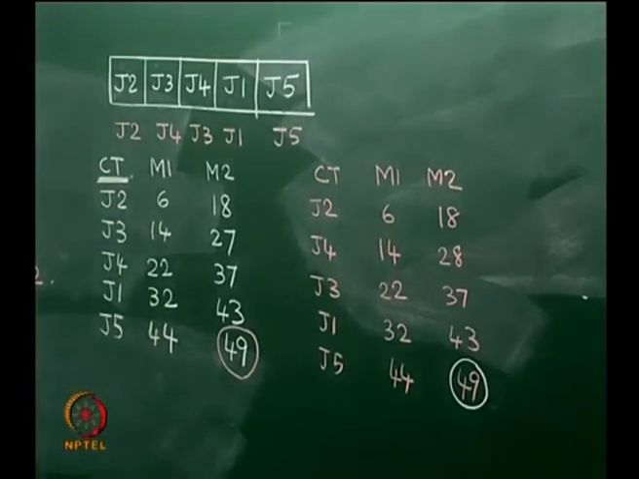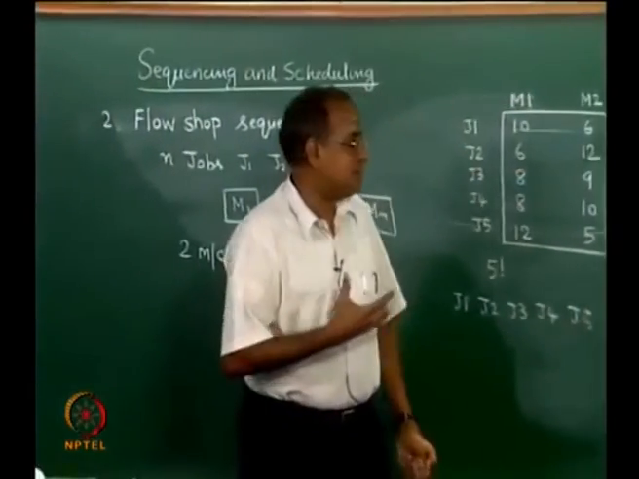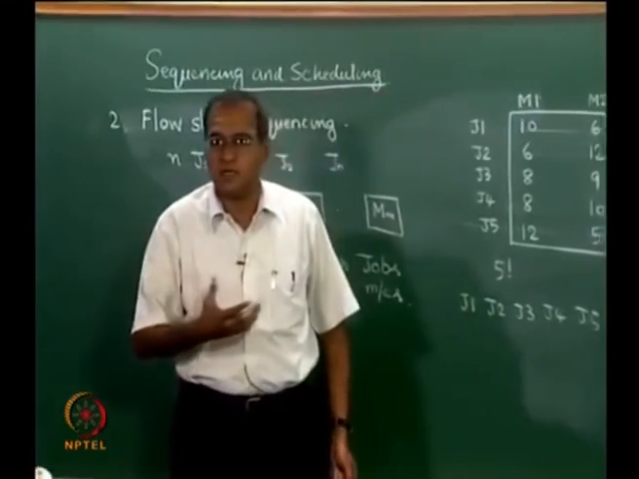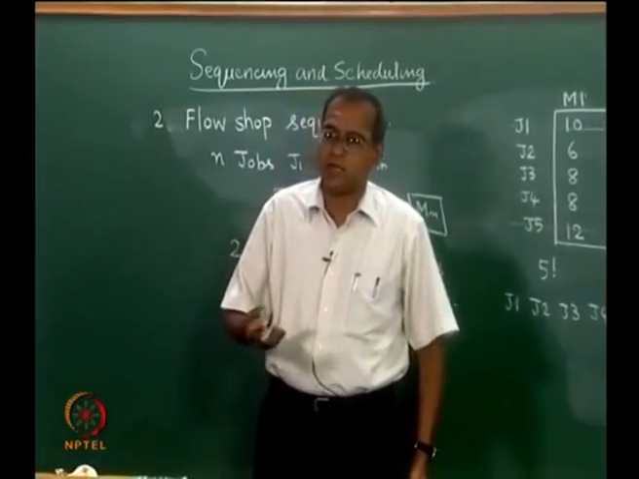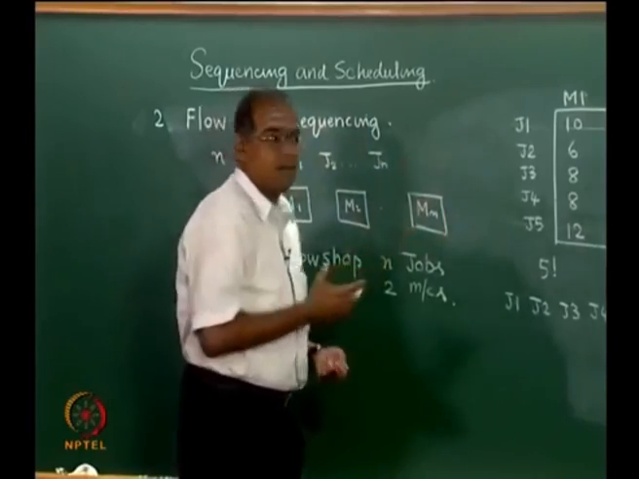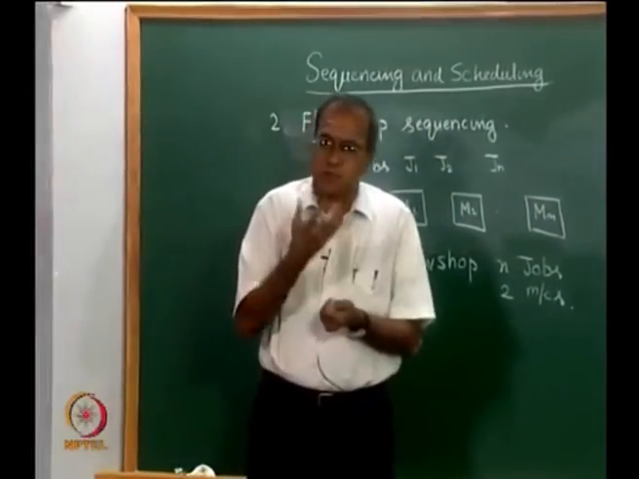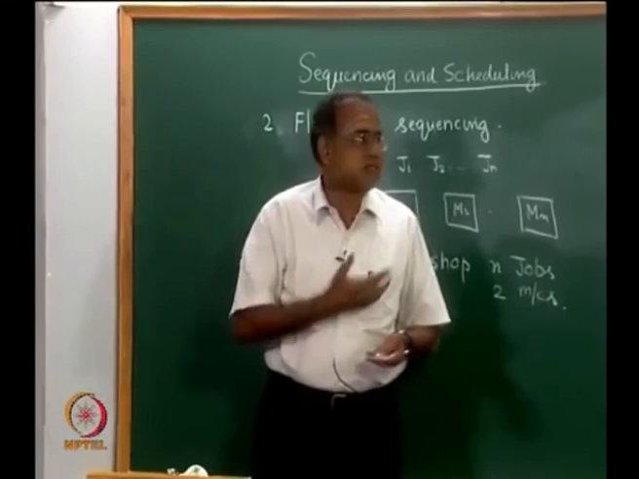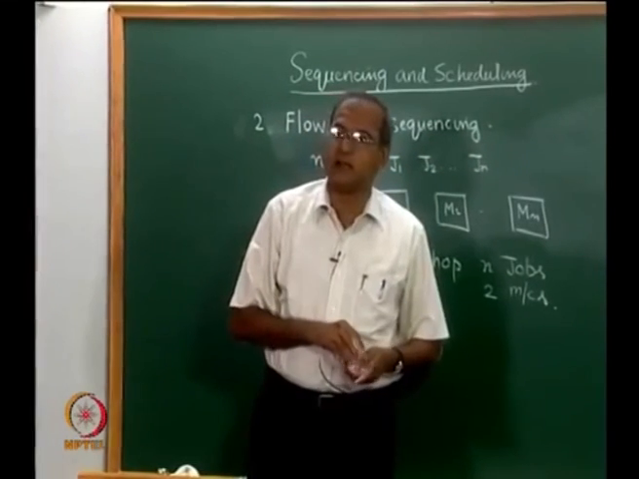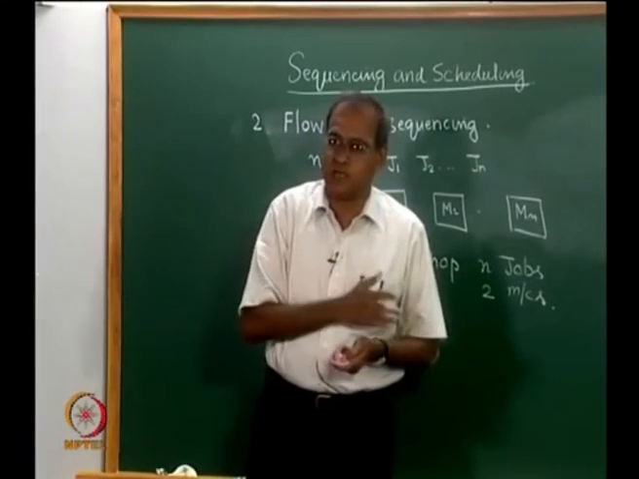Now, Johnson's algorithm is seen as the starting point of research in sequencing and scheduling, because for what appears to be a complicated problem with a worst case possibility of n factorial, Johnson came up with a very elegant algorithm which could solve the 2 machine case.